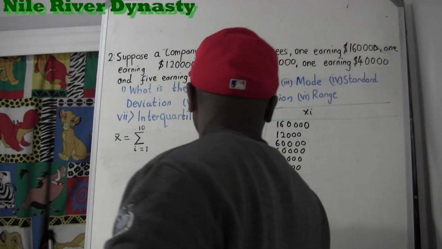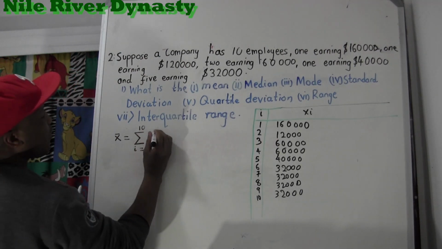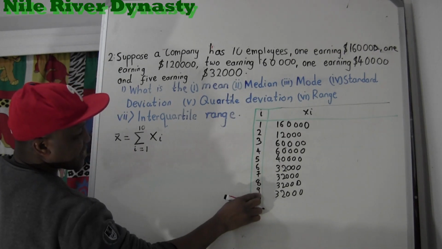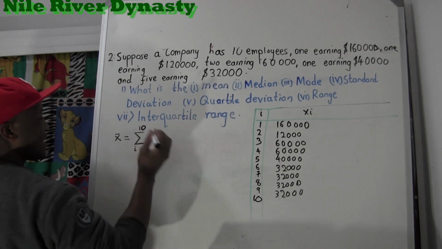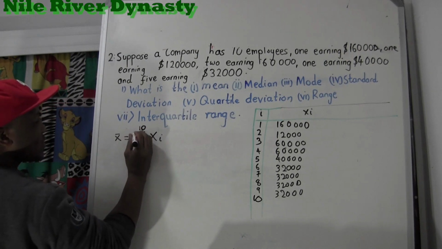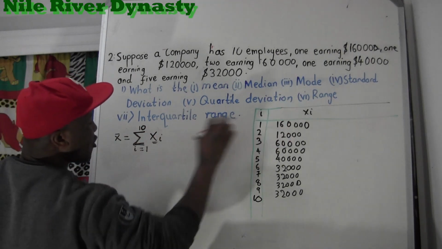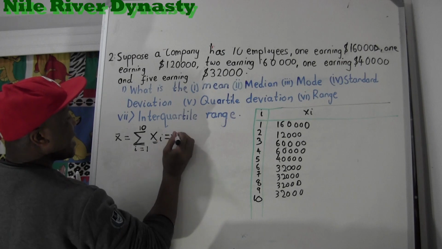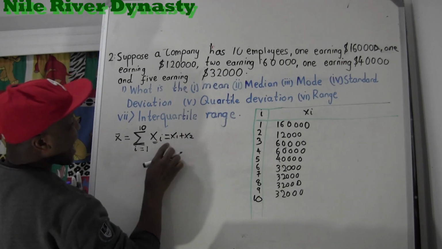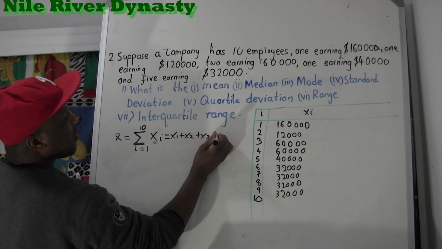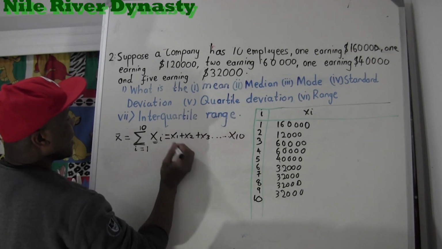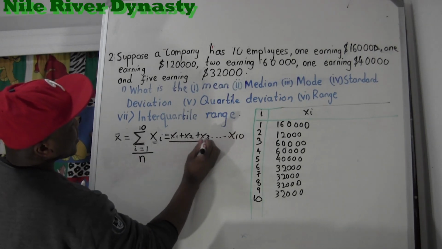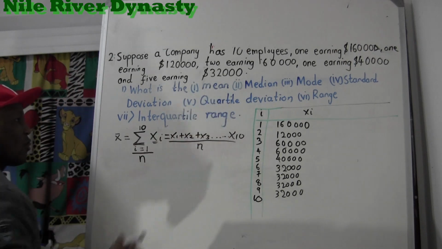So now we do the sum. When you say this, it means the sum of all the xi, where i is like a number. It starts from 1 and, for this case, goes up to 10. You sum, meaning you add all these x's. That's what sum means. So you add x1 plus x2, instead of i you say 1, 2, 3, all the way to x10. And then after that, you divide by n, the total number. You know what I'm saying?